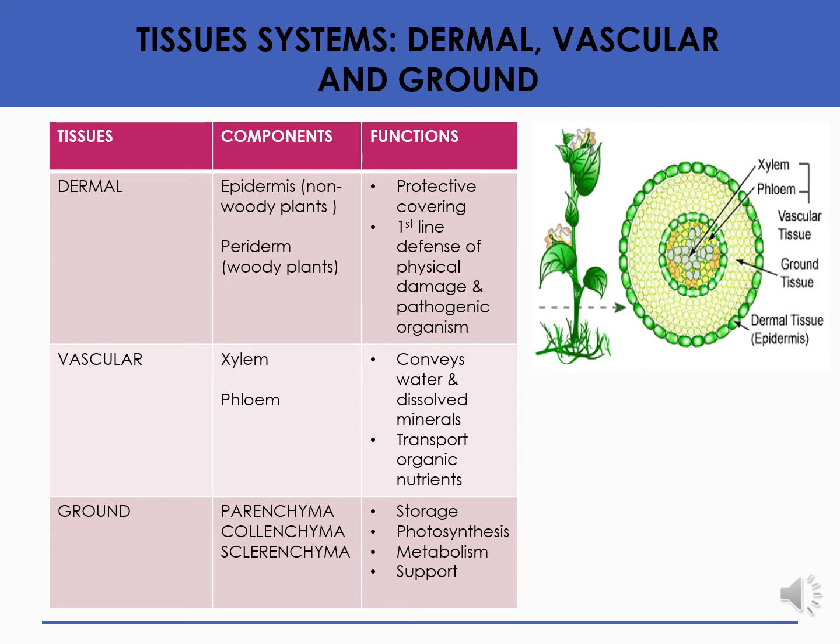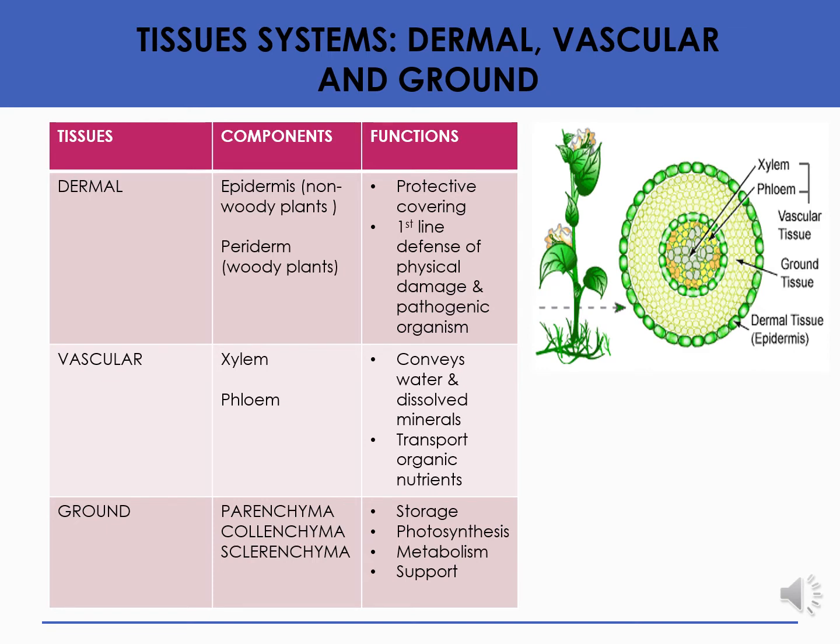Let's see the second tissue, vascular tissue, which carries out long-distance transport of material between the roots and shoots. The two vascular tissues are xylem and phloem. Xylem conveys water and dissolved minerals upward from the roots into the shoots. Meanwhile, phloem transports organic nutrients such as sugar from where they are made, which is usually the leaf, to where they are needed, especially the roots and the sites of growth like developing leaves and fruits.